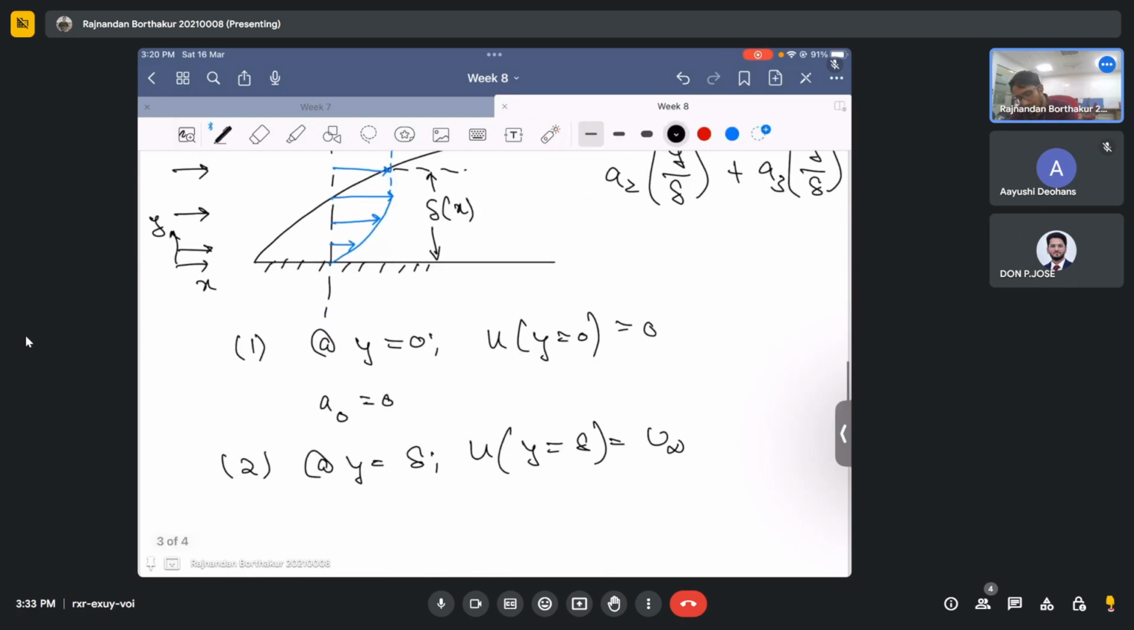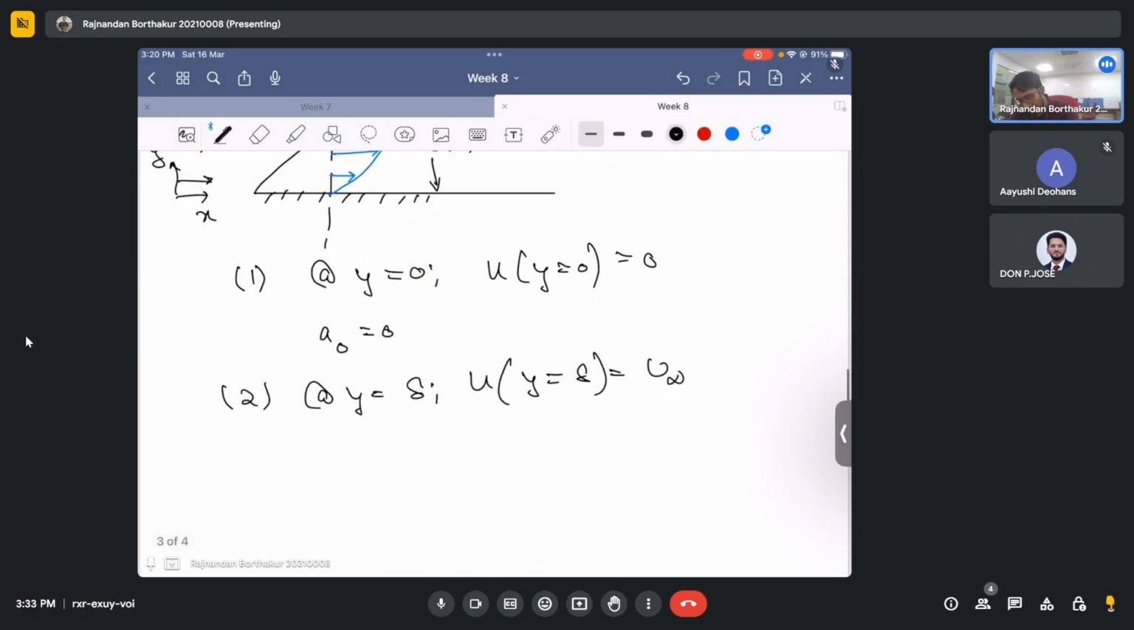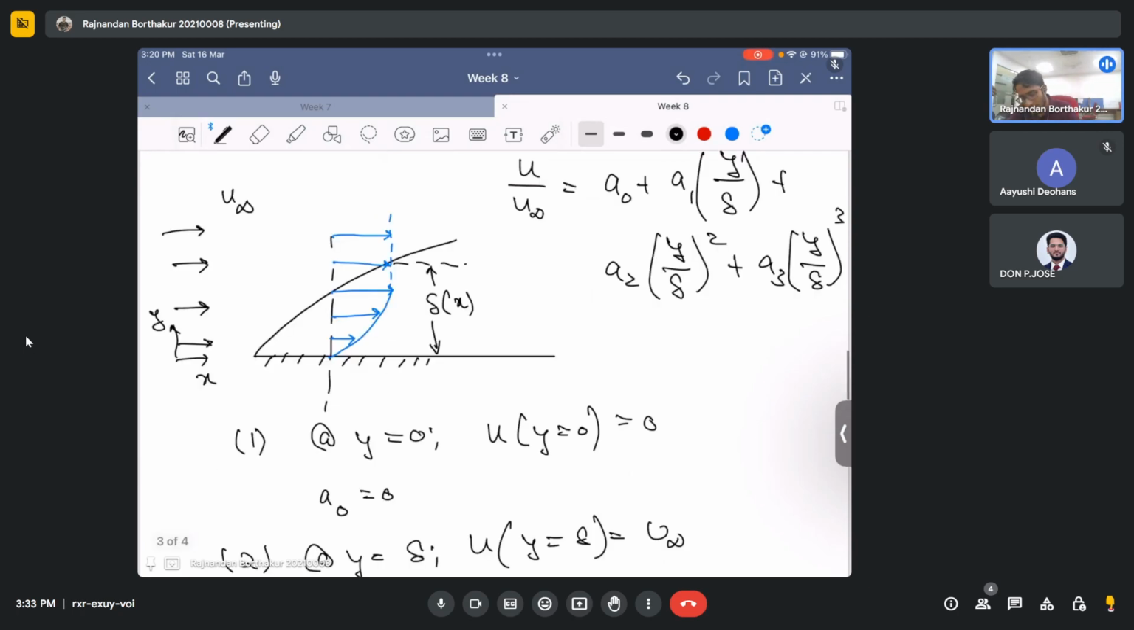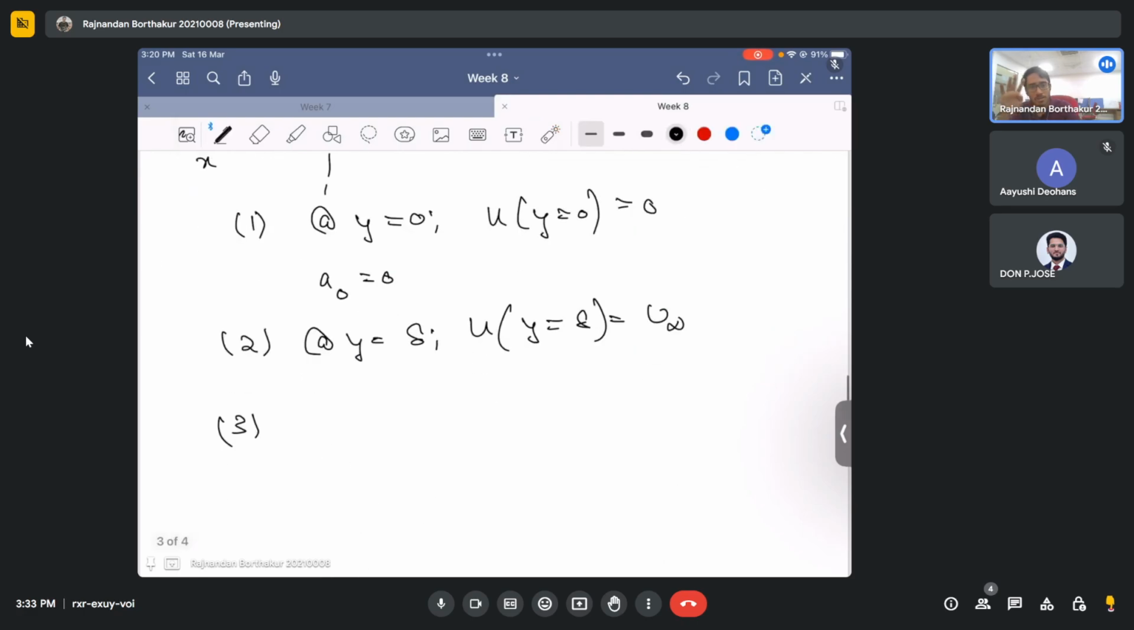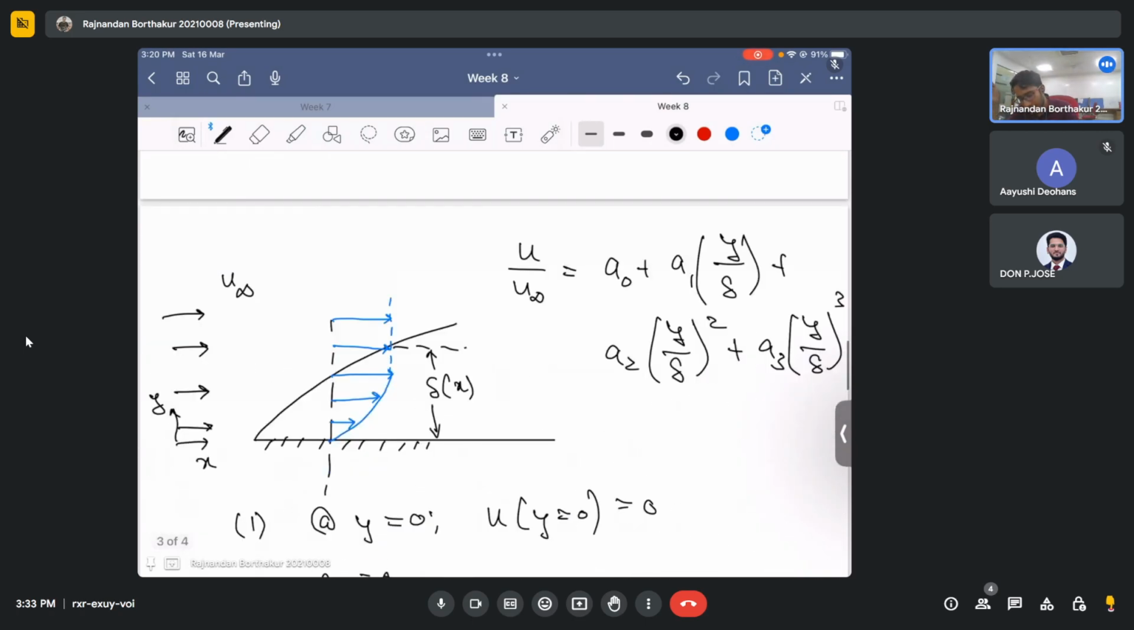Okay. So similarly, you can get a constant out of this, and the third constant. So we have 4 unknowns here, right? We have A0, A1, A2, A3. This means that we need 4 boundary conditions to find the 4 constants. The third condition, what people use, is at y equal to delta. So what happens at y equal to delta?